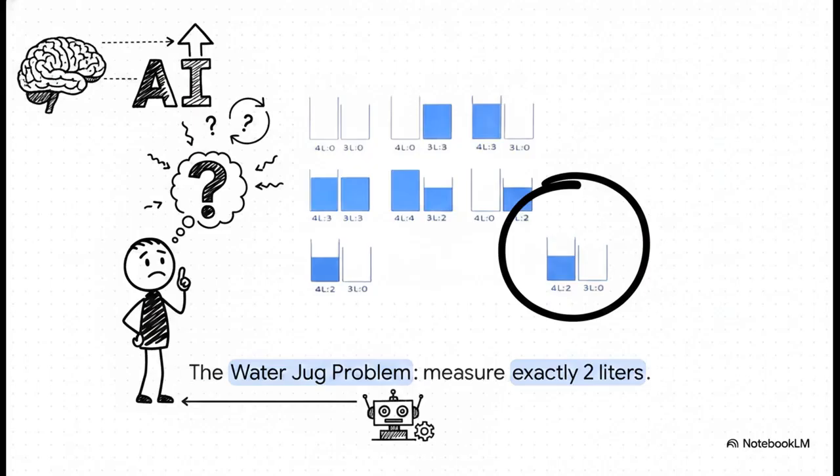Here's the setup. You have 2 totally unmarked jugs. One holds exactly 4 liters, the other holds exactly 3 liters. Your goal? To measure out exactly 2 liters of water. So how would you do it? As humans, we'd probably guess, maybe eyeball it, or just use trial and error. But an AI? An AI cannot just guess.